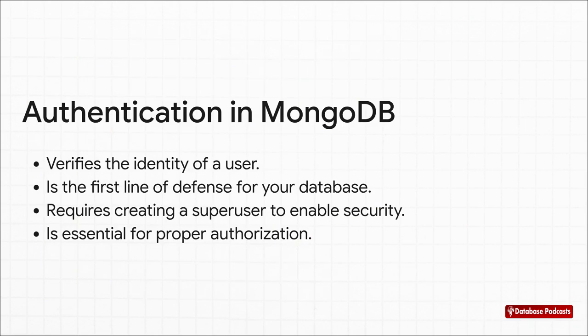Now, MongoDB has a few different ways to handle this ID check. The default, and by far the most common, is a method called SCRAM. That's just a fancy way of saying it uses a username and password. You can also get more advanced and use something like x.509 certificates, which is more of a key-based system. And if you're in a big corporate environment, the enterprise version of Mongo can even tie into your company's existing systems like LDAP or Kerberos.